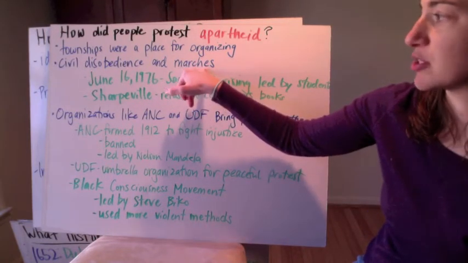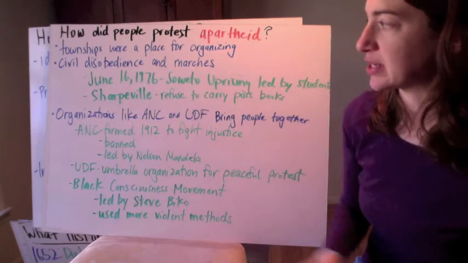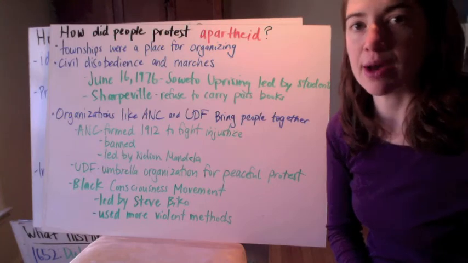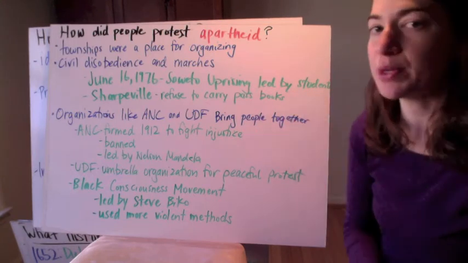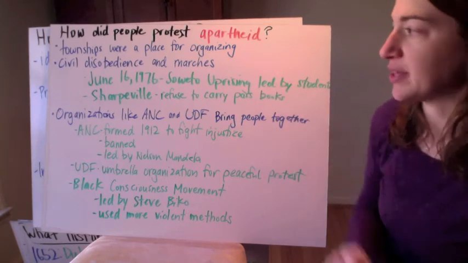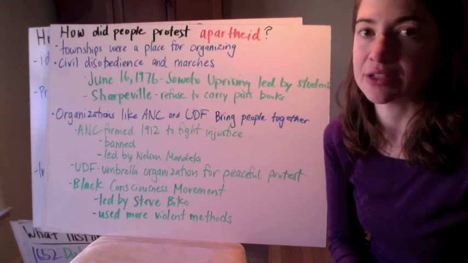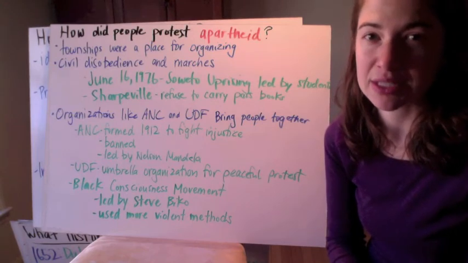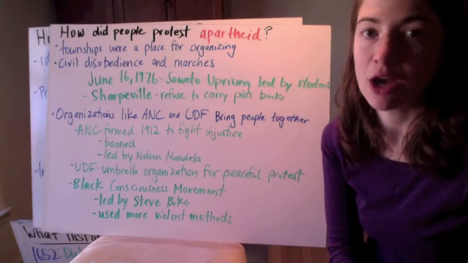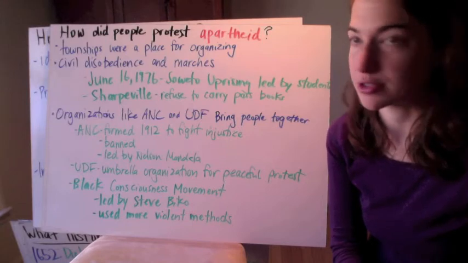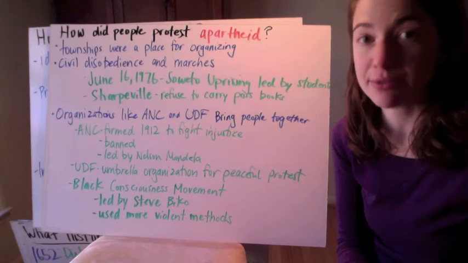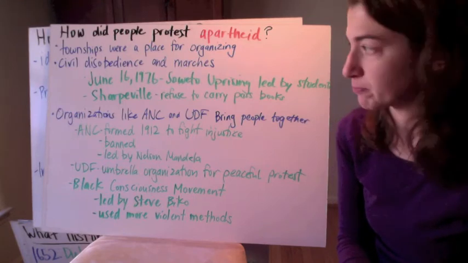And also there were lots of different marches. On June 16th, 1976, probably the most famous protest was called the Soweto Uprising. This was led by students who said, we don't want to learn in Afrikaans, we want to learn in our own language. Sadly, both of these incidents led to somewhere between 60 and 100 deaths, depending on which one you're looking at. That was because the police opened fire on the protesters. Sadly, at Sharpeville, a lot of people were shot in the back, which means they were trying to run from the police, and the police gunned them down.